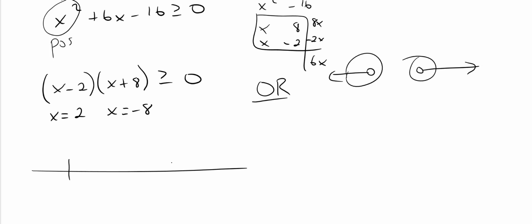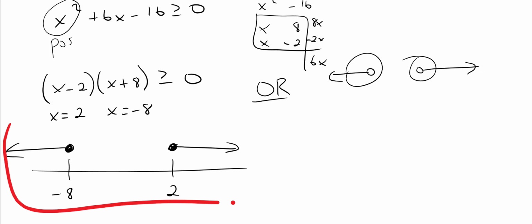So we plot, and make sure you don't plot 2 on the left. You guys should know you got a -8 here and a 2. Okay? All right, and these are solid dots, by the way. And then I point to the right and I point to the left. So that's the graphic answer.